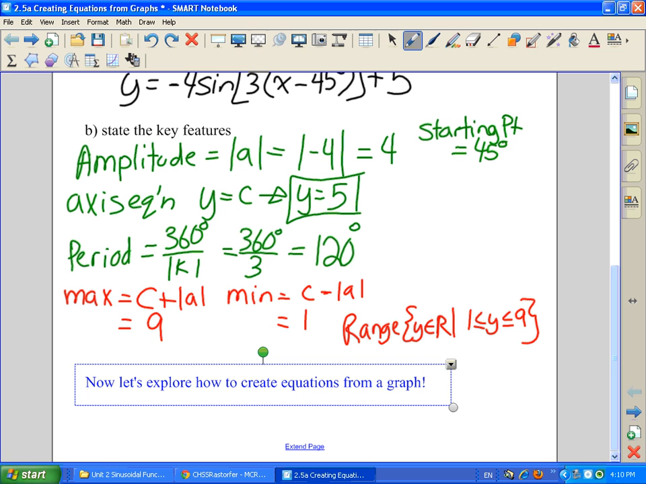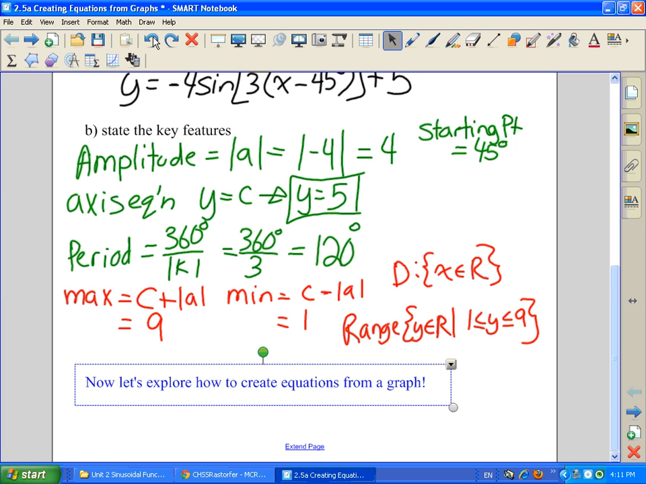All right. And if they ask you for your domain, don't forget the domain is that x belongs to the set of real numbers. There's no restriction because a function is periodic and wave-like and it continues on in both directions. All right. Okay. Now it says let's explore how to create equations from a graph.